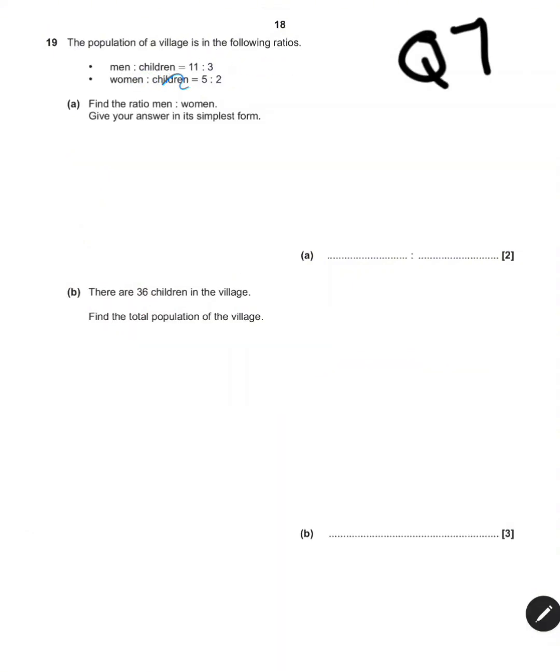Question 19, we've got a ratio of men to children and a ratio of women to children. And we're looking for the ratio of men to women. So I'm going to track these different parts of the ratios using different colours. So we've got men is 11.